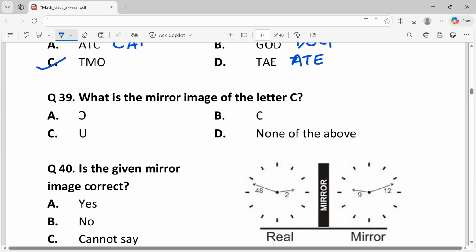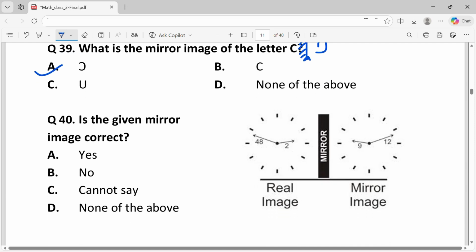Question 39. What is the mirror image of letter C? The mirror image is the image formed in reverse on a vertical plane. So the mirror image of C is like this, that is option A.